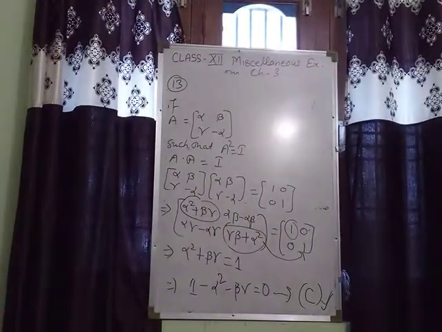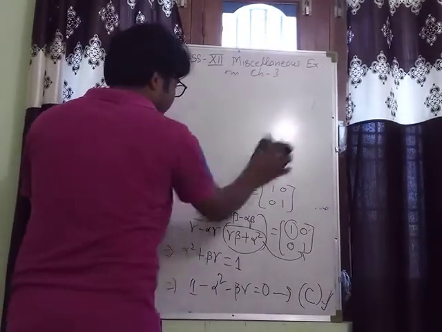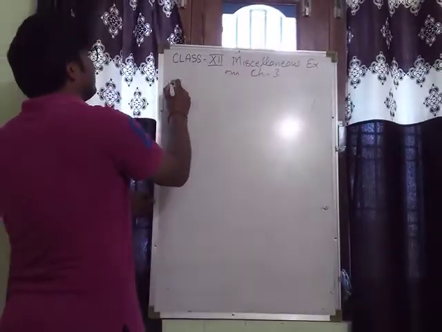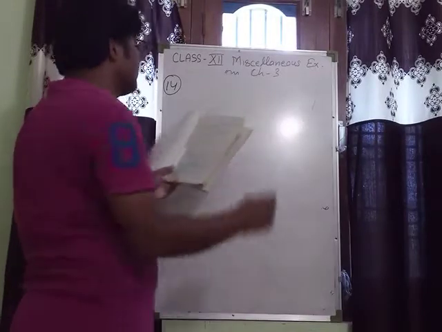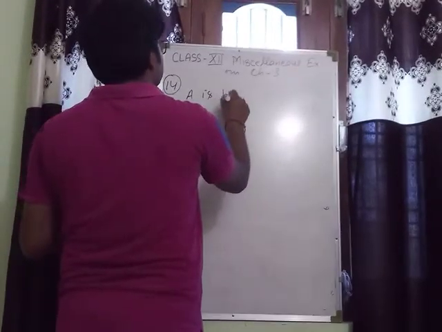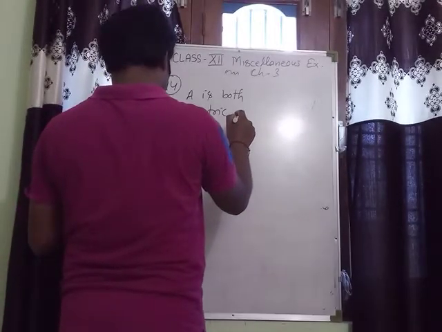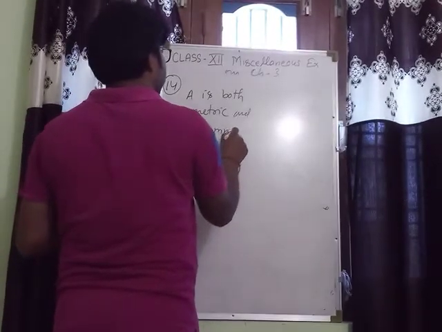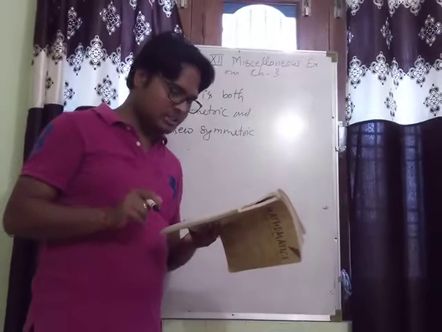Now question number 14. Question number 14 is, if the matrix A is both symmetric and skew symmetric, then which one of these is correct?